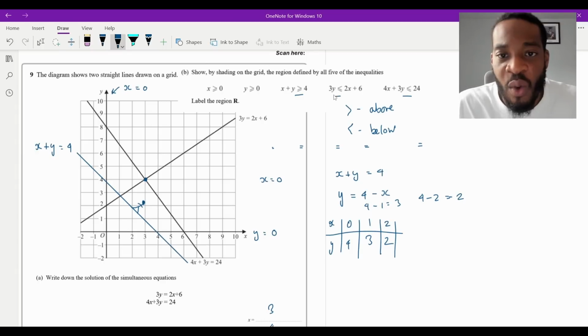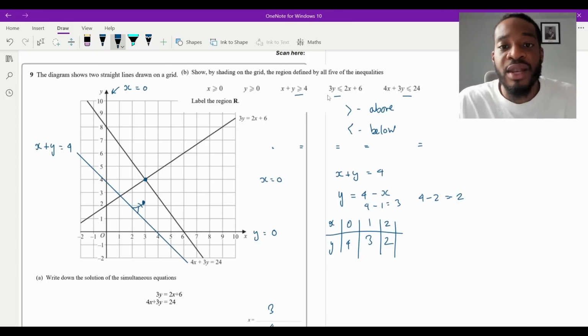And then we just keep going, right? The next one, 3y is less than or equal to 2x plus 6. That's a less than, so I need to look below that line. This line is the line we're looking for: 3y is equal to 2x plus 6. Where am I below it? Well, I'm below it if I'm upside down like this, aren't I? Like that. And then if I keep going, where are these guys together? It's here, isn't it? So that is another part done.